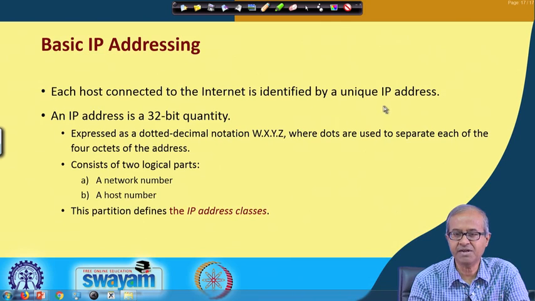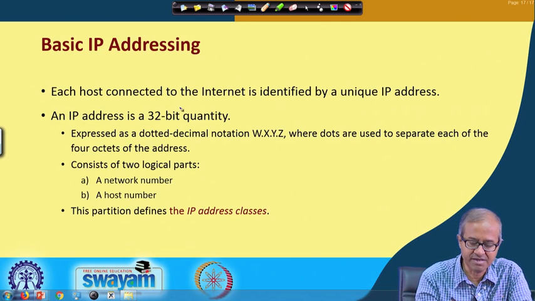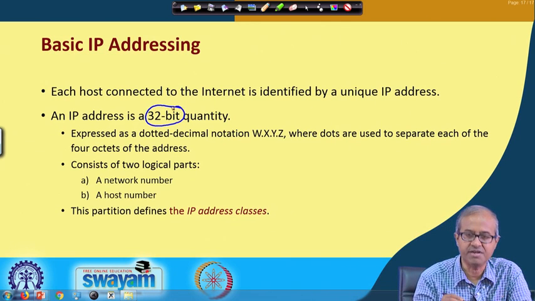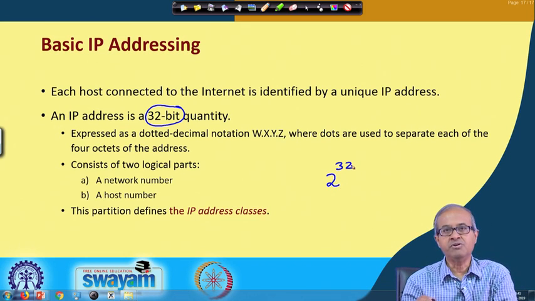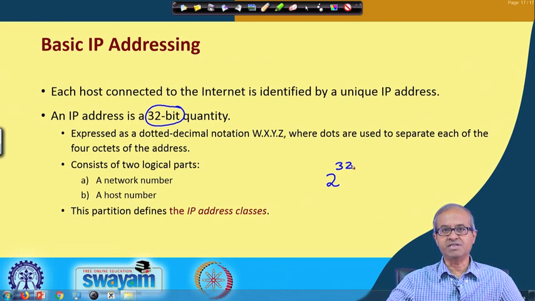And the way IP address is defined, it is a 32-bit quantity. So, you can clearly see you can have 2 to the power 32 different unique addresses, which is about 4 billion. You can have 4 billion such unique IP addresses.